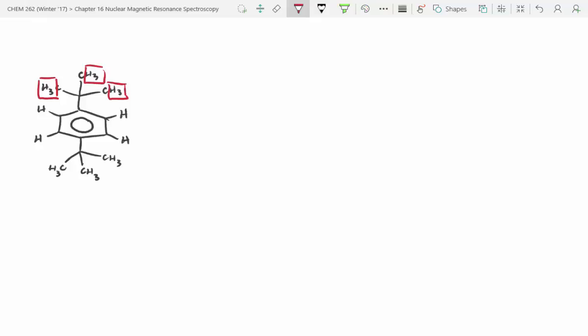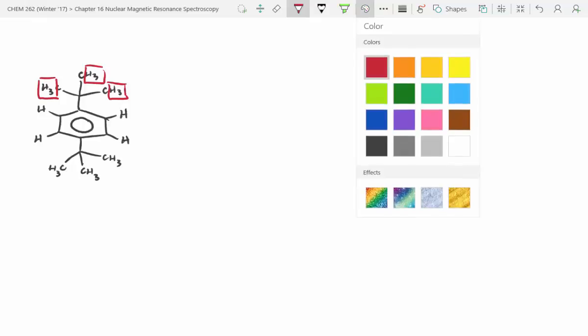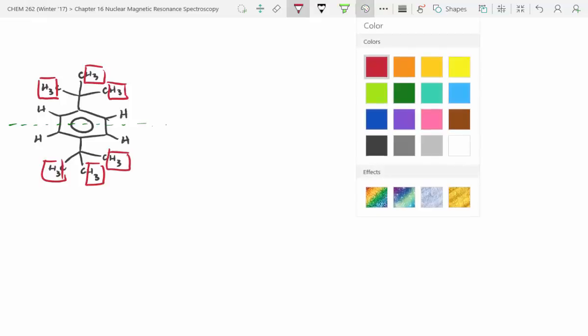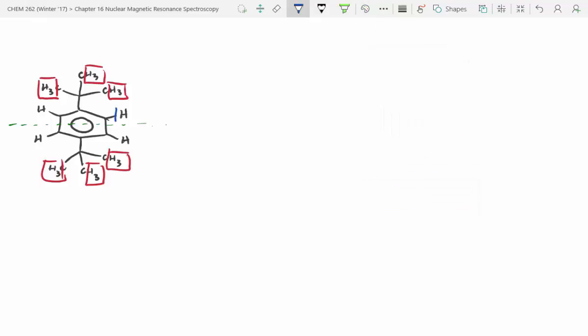Yep. Yeah, down below. If we think about it, right, we've got a symmetry element that's cutting this molecule in half, which means the top side is identical to this bottom side. So all of these red protons are in the exact same chemical environment. Okay, so let's go ahead and box these blue ones.